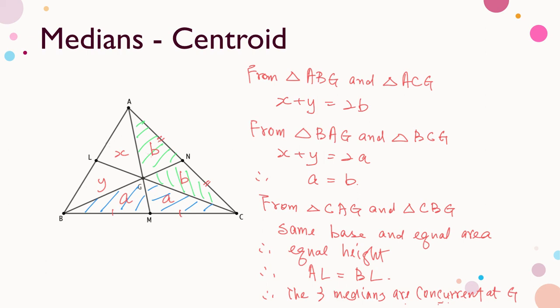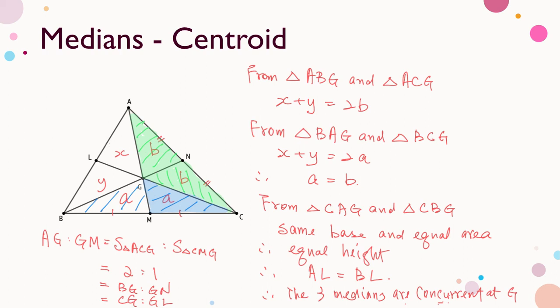To show the ratio, consider triangle ACG and triangle CMG. They share the same base and the ratio of the areas is 2:1, and thus the ratio of their heights is also equal to 2:1. In other words, AG to GM equals 2:1. This ratio applies to BG to GN and CG to GL similarly.